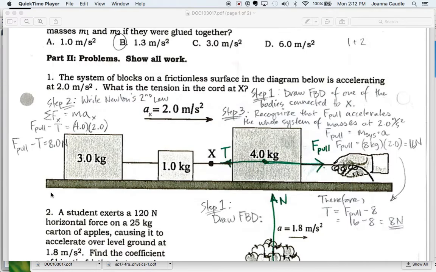Hi girls, I wanted to walk through some of the problems that you had questions on the practice test on forces and applications of Newton's second law.